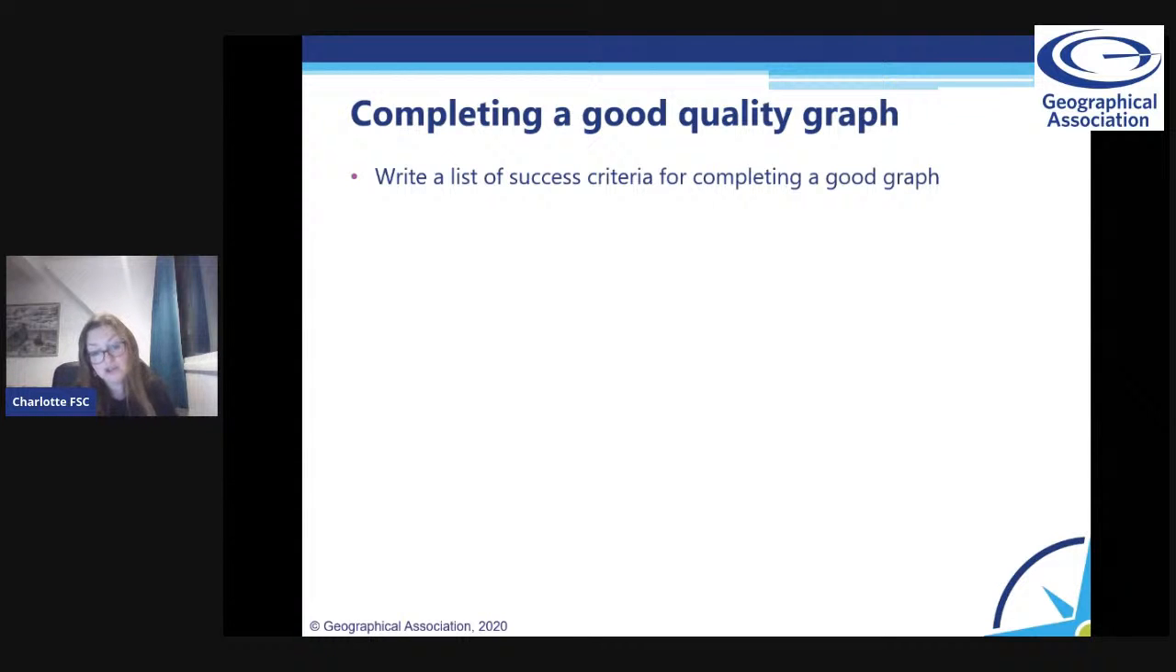Moving on then, we've got a few skills behind us to think about how to choose a graph or suggest one for data that would be appropriate. And hopefully you'd be able to evaluate them, as we've seen a few examples there. But what about actually doing the graph, completing the graph? There is a little task in your handout here, or you can just make some notes. What I'd like you to do, please, is write a list of success criteria for completing a good graph. I'll just give you a few moments to note some things down.